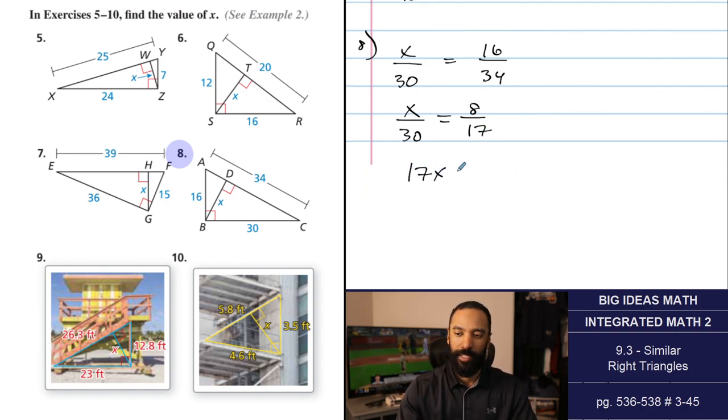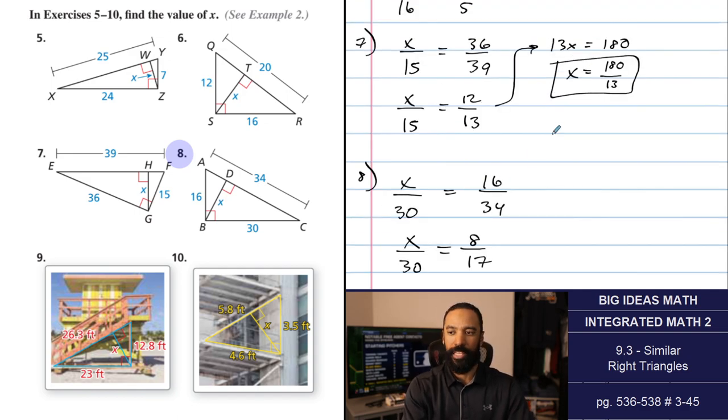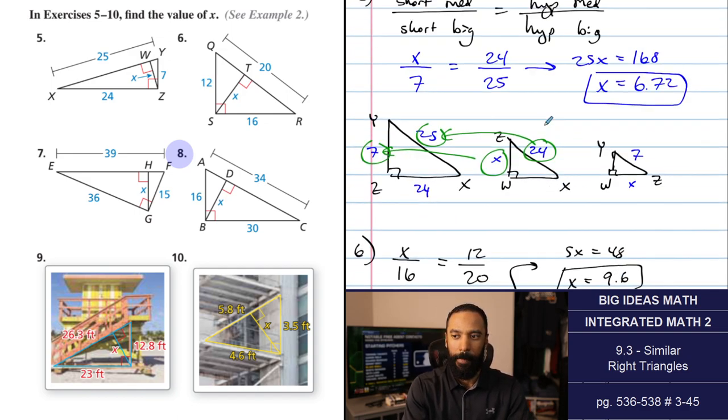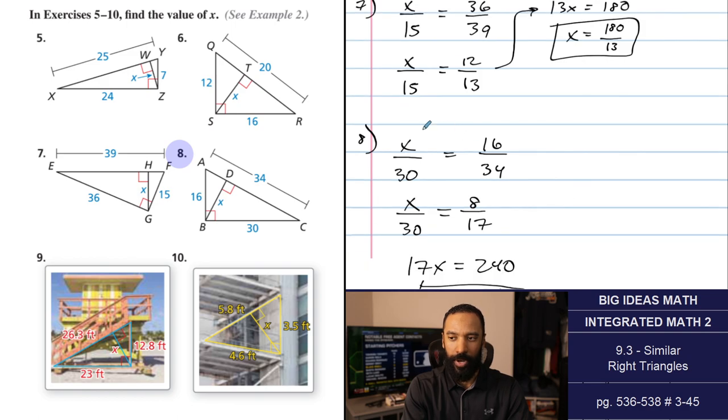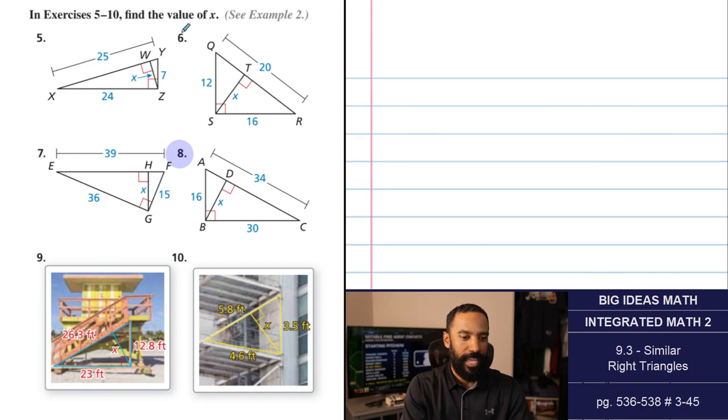Cross multiply and divide both sides by 17. You get 240 over 17. Something that also can't reduce. They don't ask you to round to a nearest anything. So I wrote the other ones exact because I could. These last two are kind of weirdly fractions. Okay. All right. Let's keep moving forward to numbers 9 and 10.